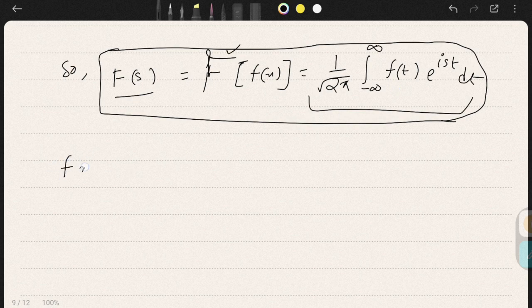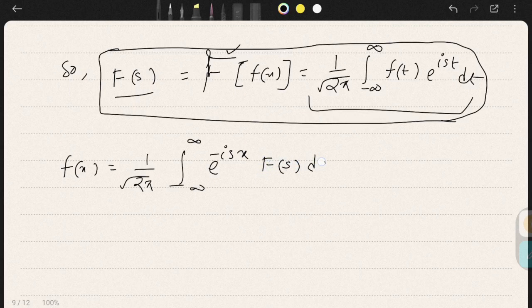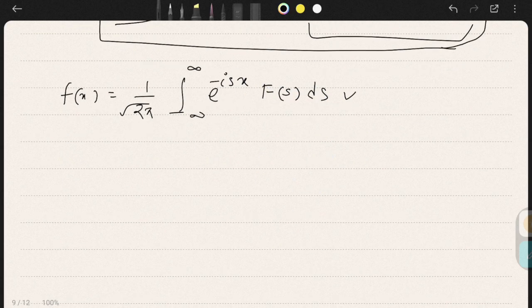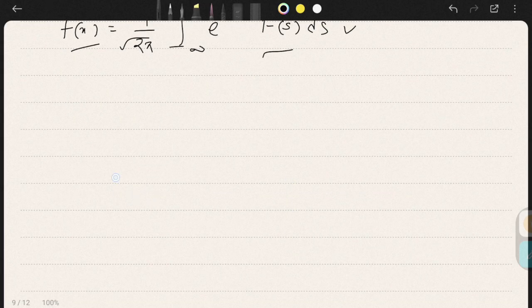So f(x) can be written as 1 by root 2 pi integral of e to the power minus isx F(s) ds. We already have written this, I'm writing it again. Okay, if F(s) is given, you can also find f(x). So this is the inverse Fourier transform.